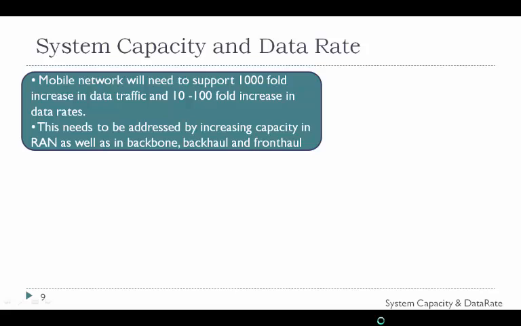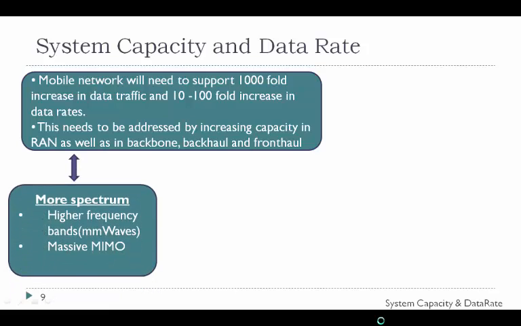Now we go back to the system capacity and data rates. System capacity and data rates is subcategorized into 4 parts which we will discuss as we proceed. Now we will discuss spectrum. Opportunities for more spectrum include higher frequency bands, that is millimeter waves, and massive MIMO techniques.